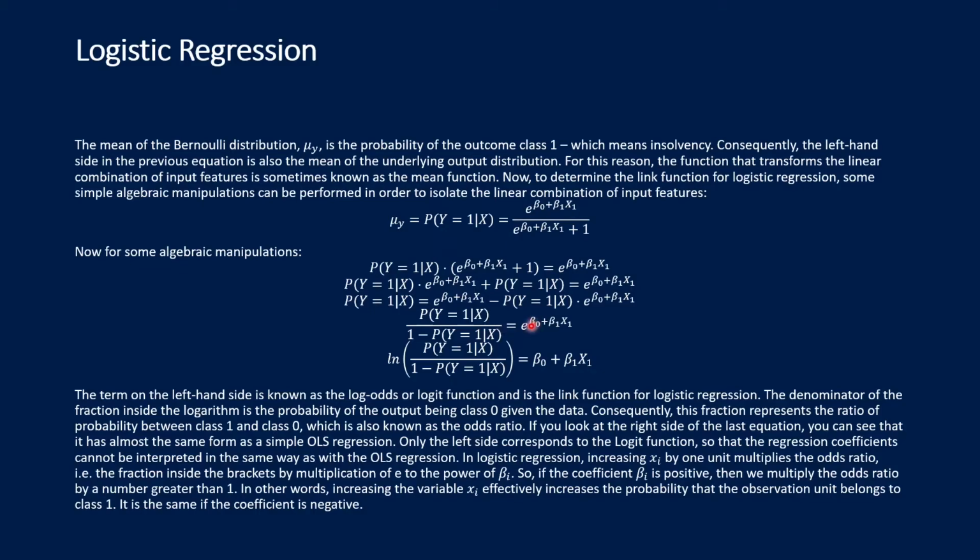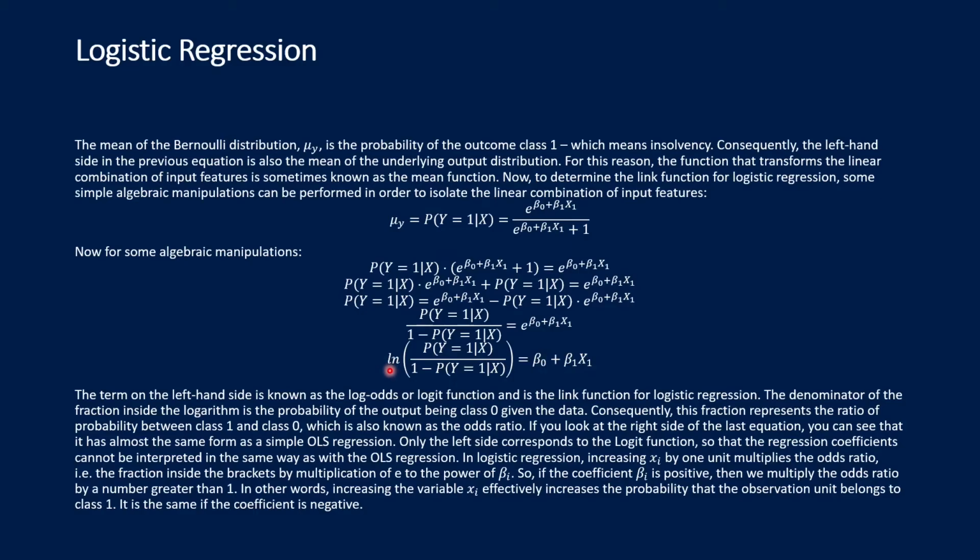And just after some steps we arrive here. So here we have already isolated the e to the power of the linear combination, and on the left side we have what we call the odds ratio. The odds ratio is the chance, not the probability, but the chance. So here we have the probability of becoming insolvent, and here we have the probability of not becoming insolvent. So this is the odds ratio or the chance. And now by taking the natural logarithm on both sides, we end up having isolated the linear combination here.